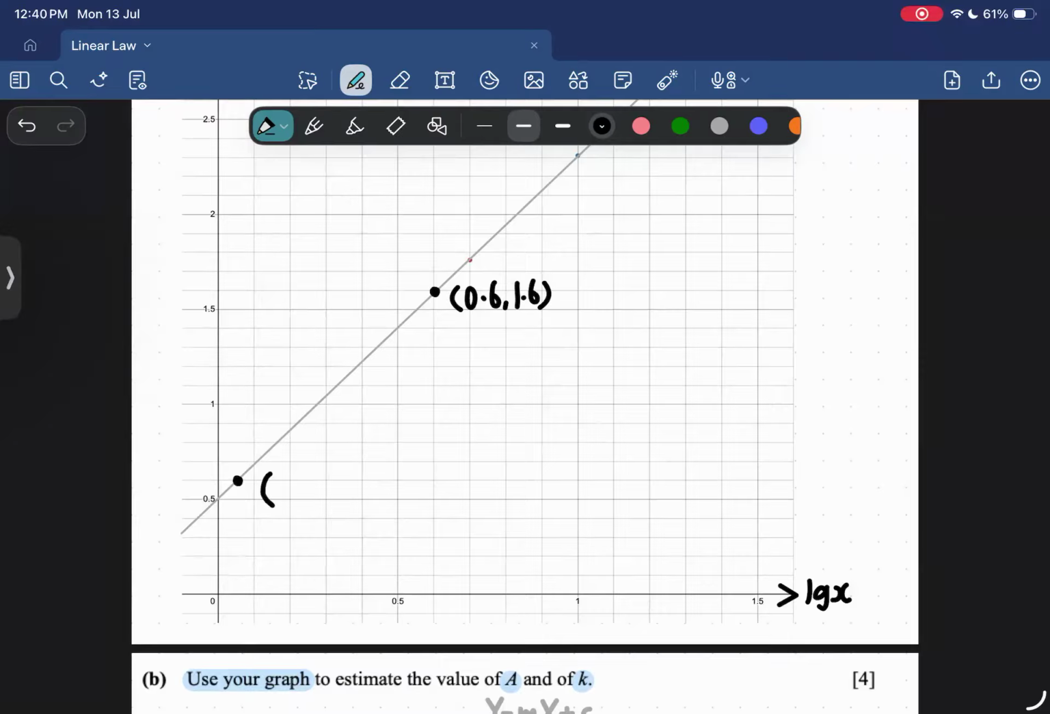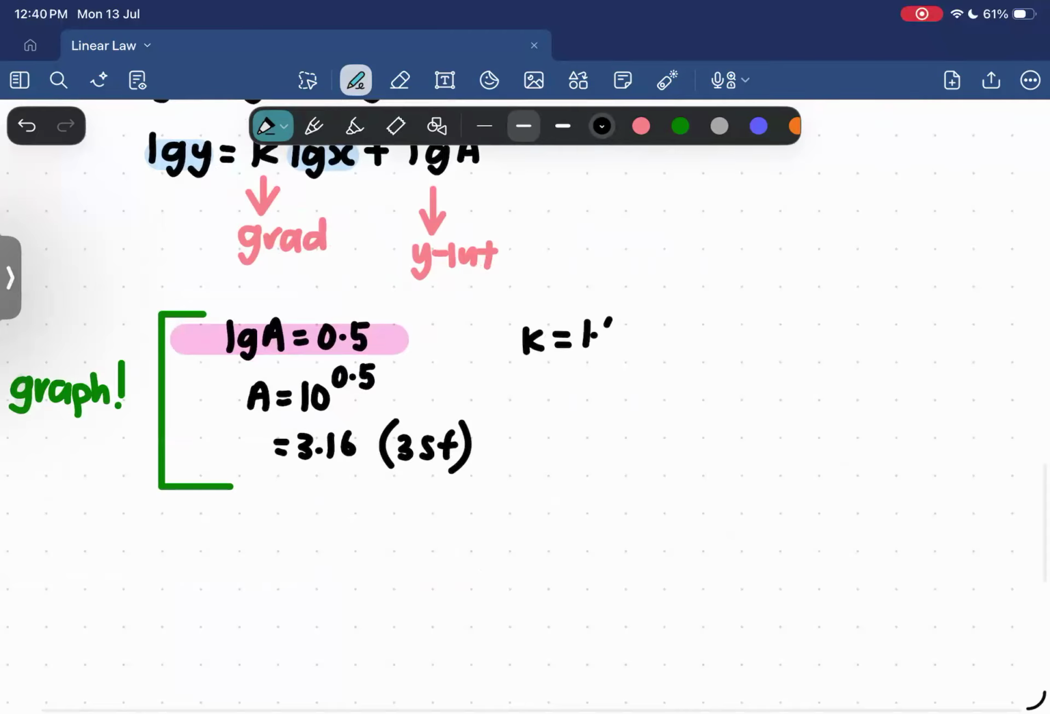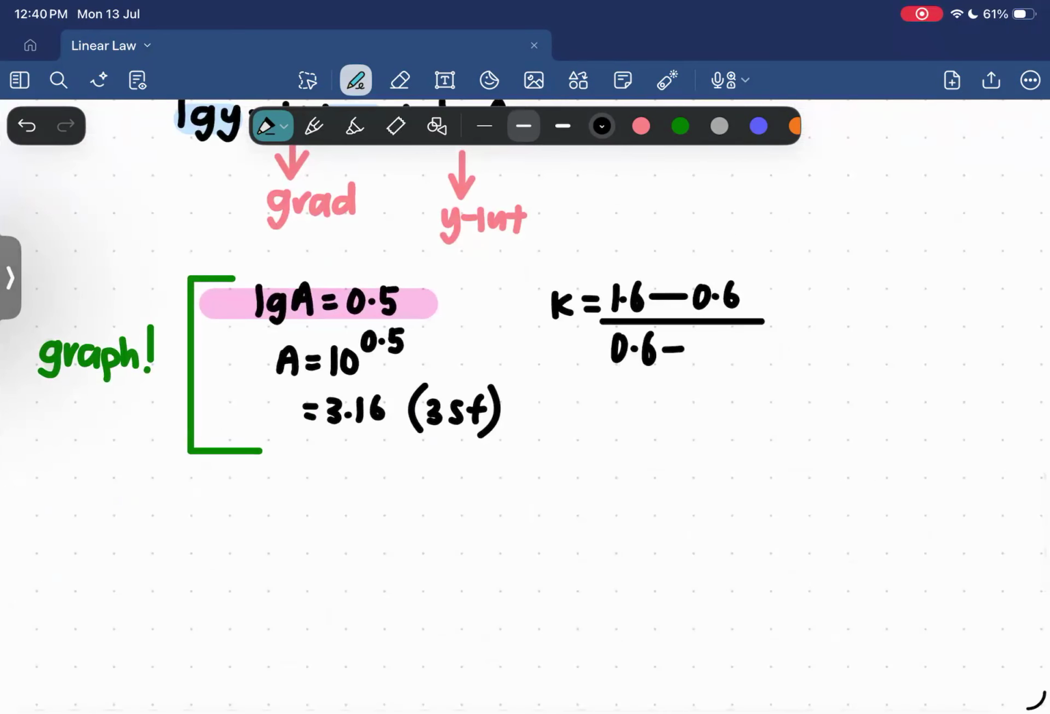So for me, this one is 0.05 and then 0.6. What I'm going to do is write down the working. So 1.6 minus 0.6, that is y2 minus y1, over x2 minus x1. I repeat, you're supposed to choose two coordinates, label the coordinates on the straight line, don't use points in the table, don't use the y-intercept, because sometimes you're drawing a best fit line. Same thing, 3SF, 1.81.